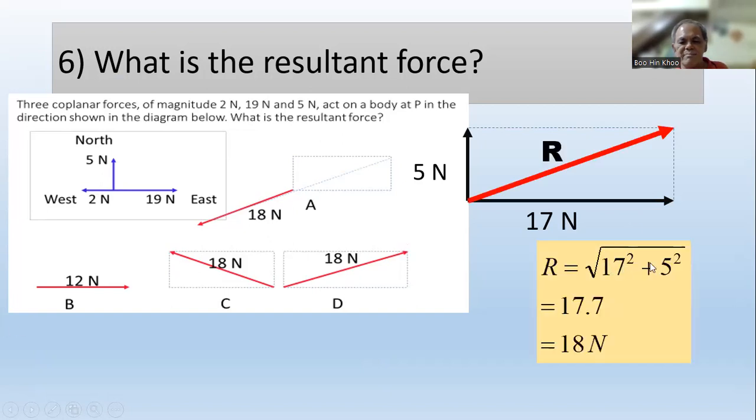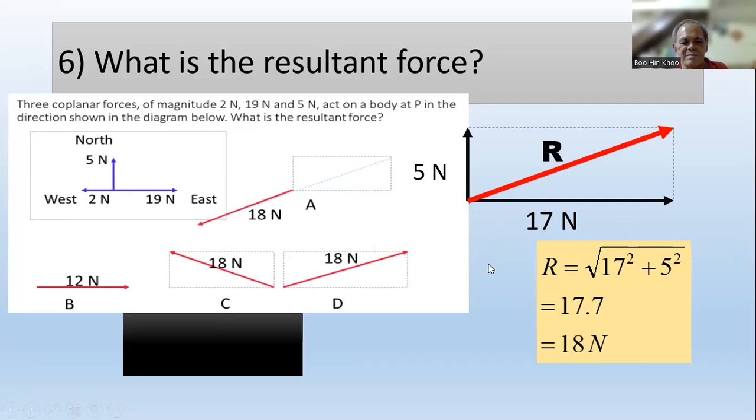So it's 17 squared plus 5 squared, Pythagoras theorem. Use a calculator. Usually your answer is only to two significant figures. Sometimes they will specifically ask for 3. The answer is D.